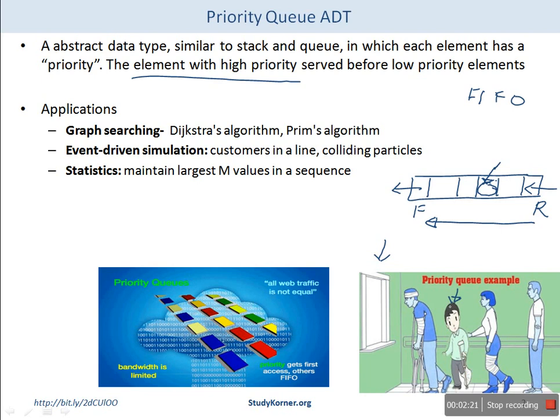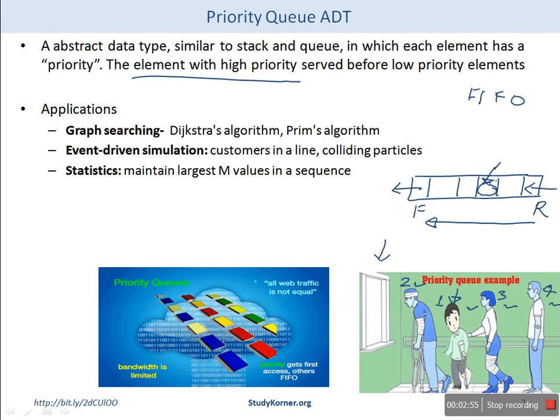So we can define the priorities according to the needs of the application. Here we can define priority 1 to this kid, priority 2 to this man, priority 3 to this woman, and priority 4 to this man. So this kid will be served first, then this man, then this woman, and finally we will serve this one. So instead of maintaining a queue, we will maintain a priority queue.